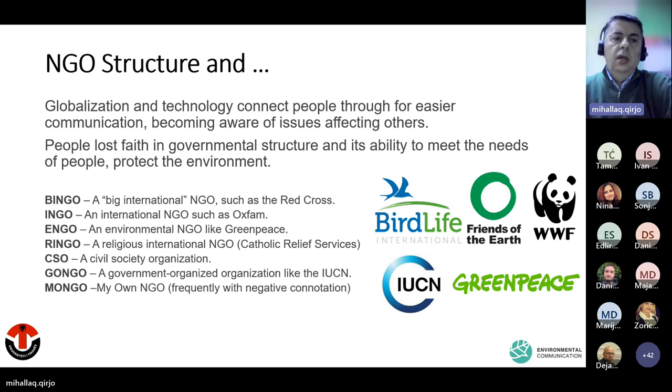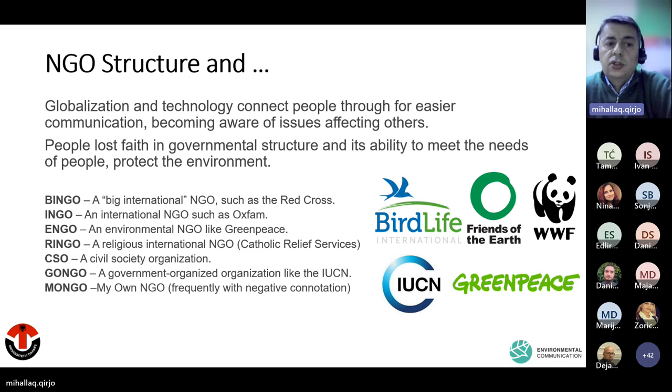So talking a bit on the NGO structure, I would say that today human society is living in a globalized era where technology connects people, and people feel close to each other, sharing experiences, sharing stories, sharing problems. That has made the story of the NGOs become brighter and more in the focus of the other pillars of the society. Because now you can come closer to government, you can come closer to people through communication and technology.